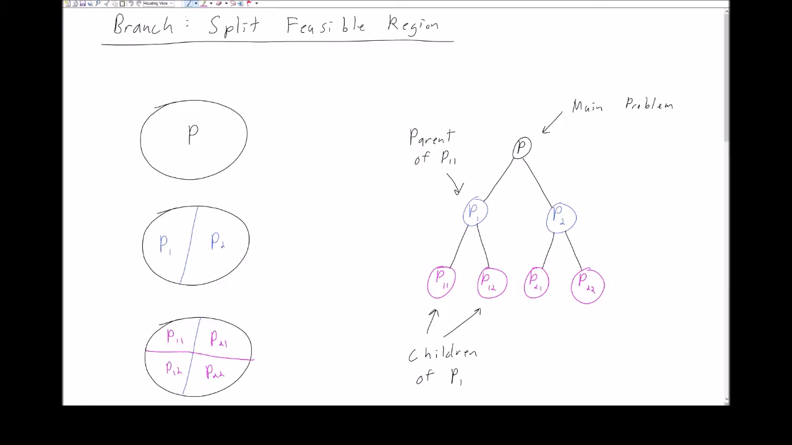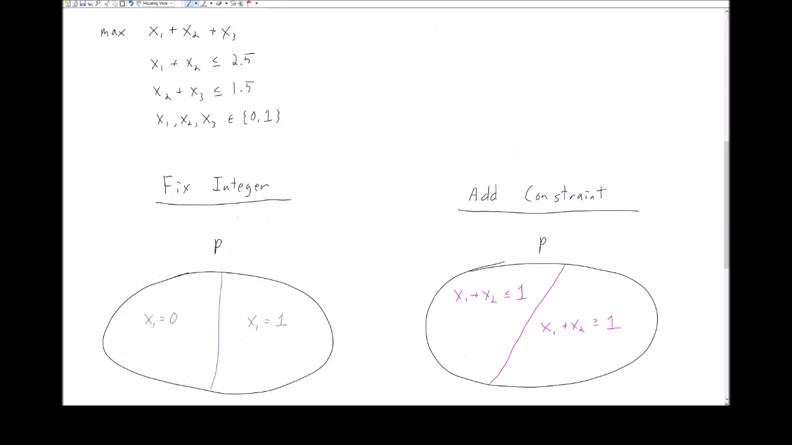Remember that when we branch, we split the feasible region. We start with an original feasible region P and split it into, say, two regions P1 and P2. Then we further split the region into smaller regions, computing bounds all the way along. In this lecture, we'd like to explore the different ways to branch, to split the feasible region.